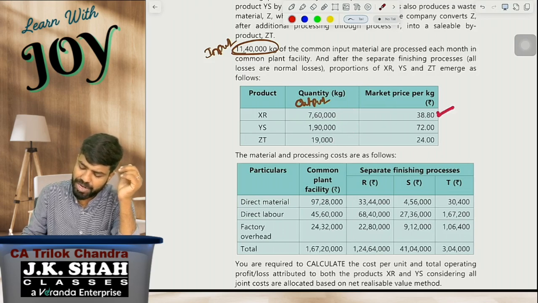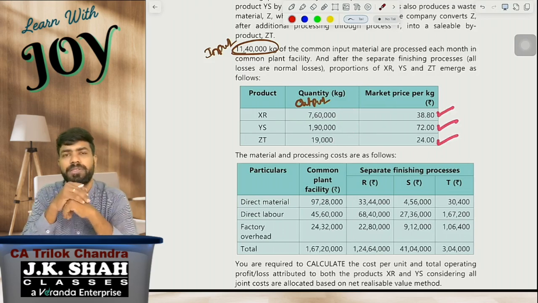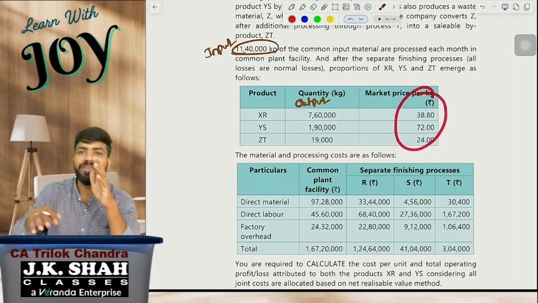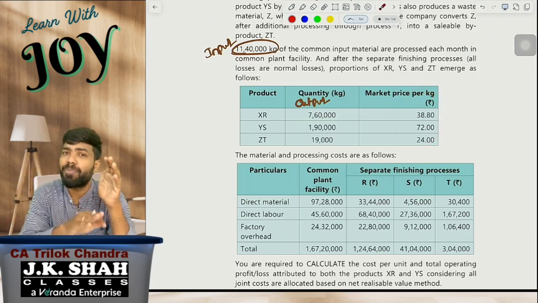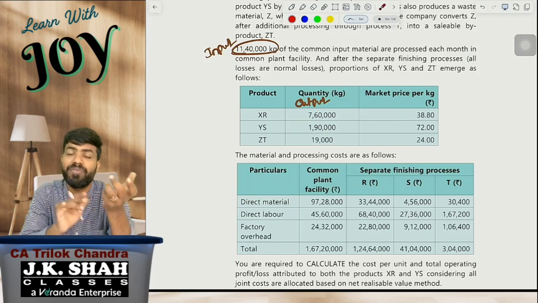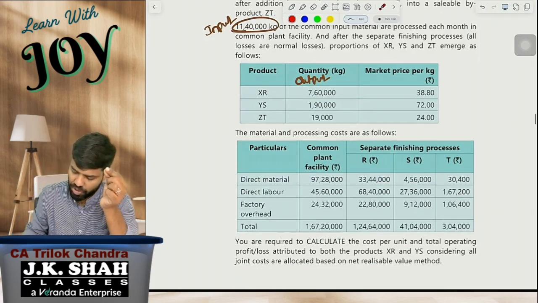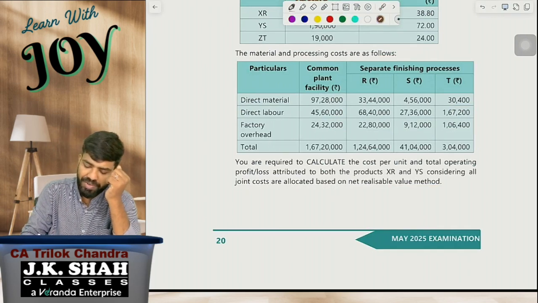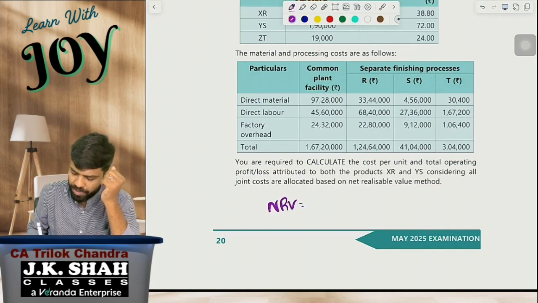Market price is 38.80, 72 rupees, 24 rupees. These prices are after further processing. Before further processing, there is no market value. Why I am specifying this is they are asking to apportion using the net realizable value method. When it comes to NRV, what is the formula? Sale value after further processing minus further processing cost.